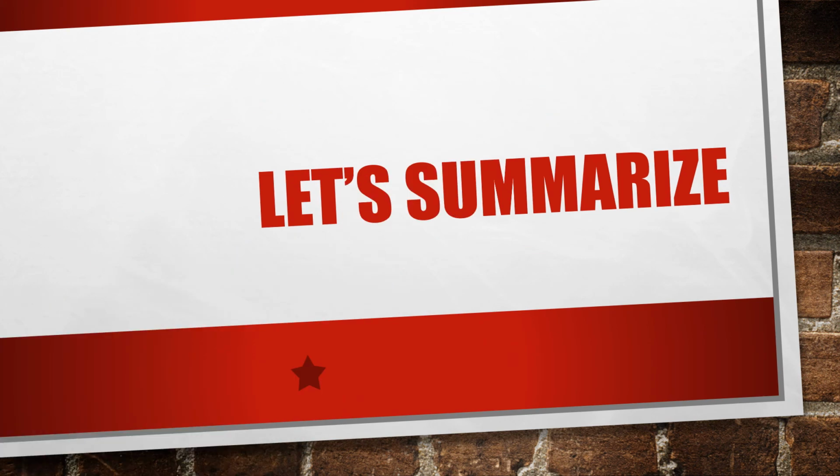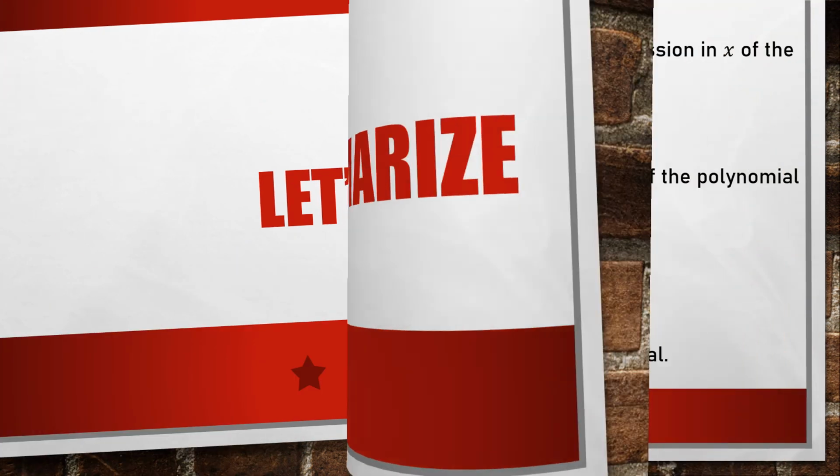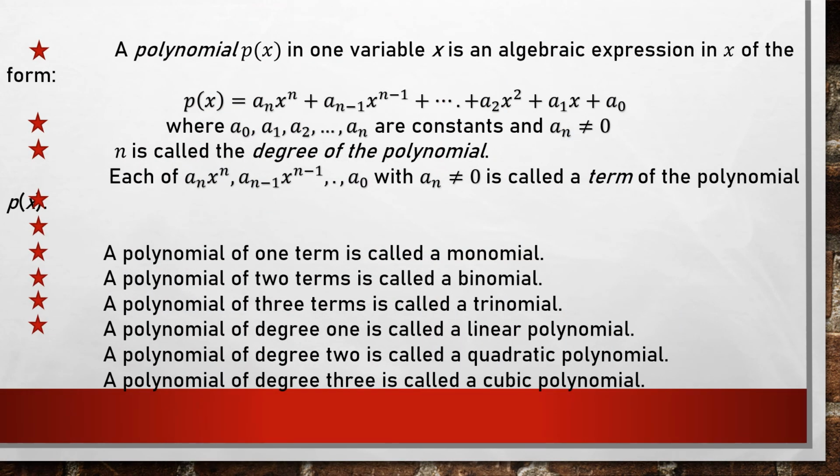Summarize. अभी हमने जितना भी पढ़ा है, let's summarize that. First one, this is the standard form, right? This is the standard form. और यहाँ पर जो highest power is n and n is called the degree of the polynomial. Now the next is a polynomial of one term. अगर one term हो then we call it monomial. Two terms हो we call it binomial. Three terms हो we call it trinomial.